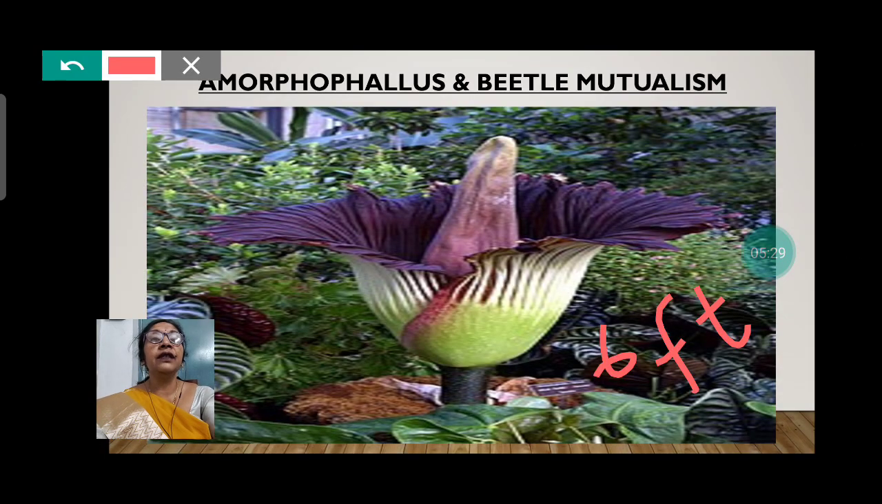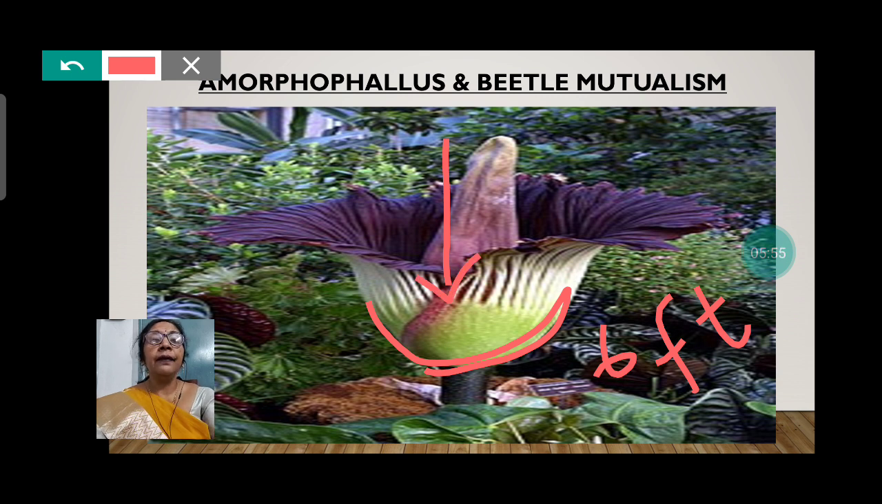Now what happens? For what reason does the beetle come to the flower? The beetles come to the flower to lay eggs, for oviposition. Because the flower is so tall, at the base it has a large surface area which is called the locule. In that locule, the beetles come to lay the eggs.